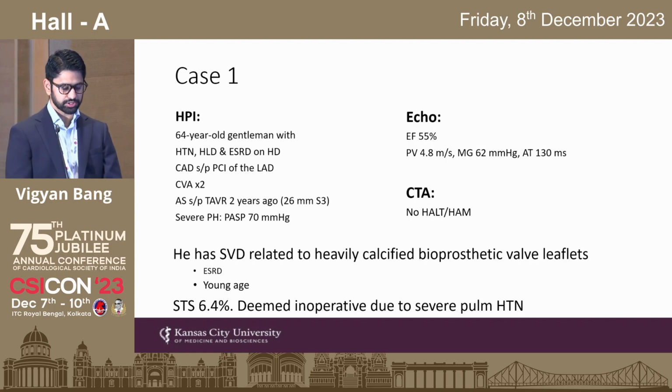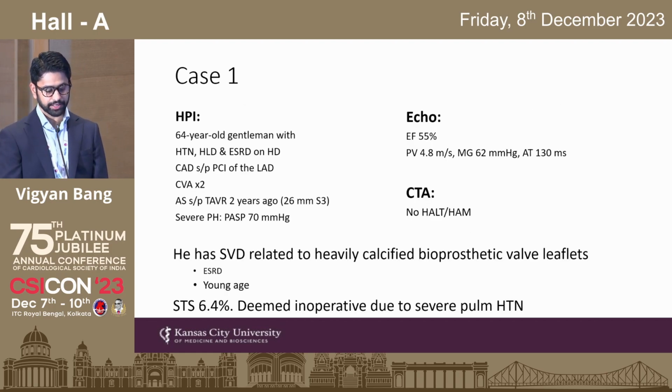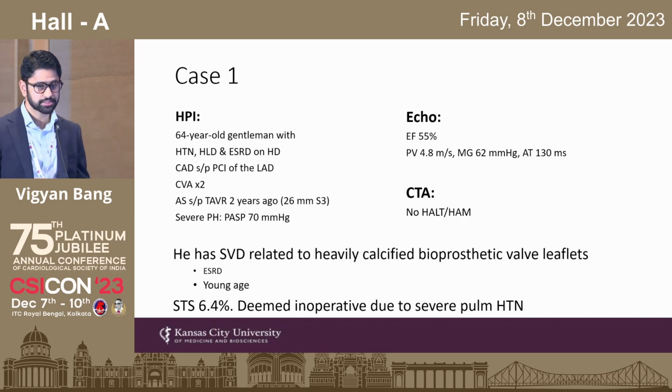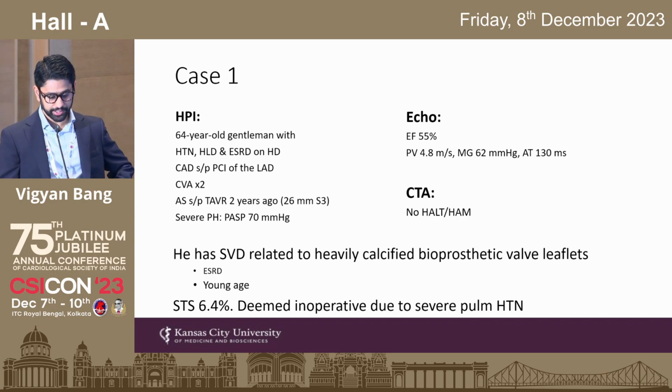So this is a 64-year-old gentleman, and as you can see, multiple medical comorbidities. He has a history of aortic stenosis. He had a transcatheter aortic valve replacement 2 years ago. This was done with a 26 millimeter S3 valve. He also has severe PH, and he presented with significant shortness of breath, NYHA class 3 symptoms, and his echocardiogram suggested a mean gradient of 62 millimeters of mercury, acceleration time of 130 milliseconds. This is compatible with severe bioprosthetic aortic stenosis.